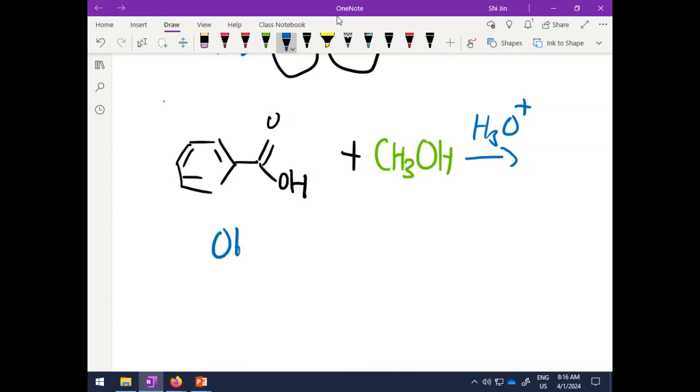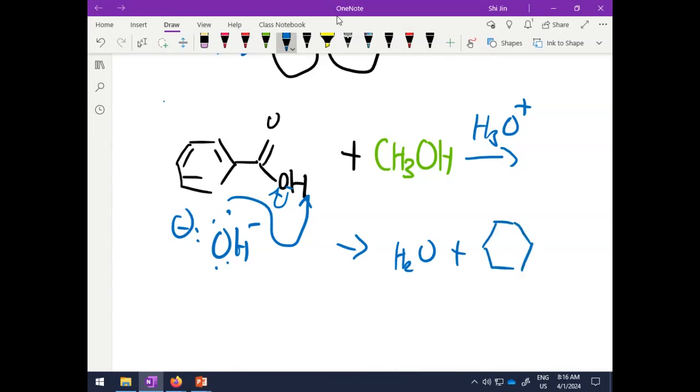Let's say sodium hydroxide. Immediate reaction is that this will take a proton away, and this will give you water and carboxylate.